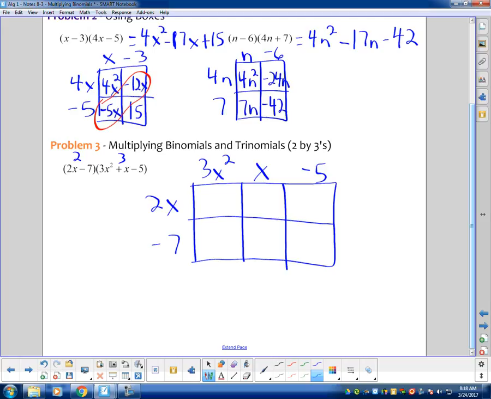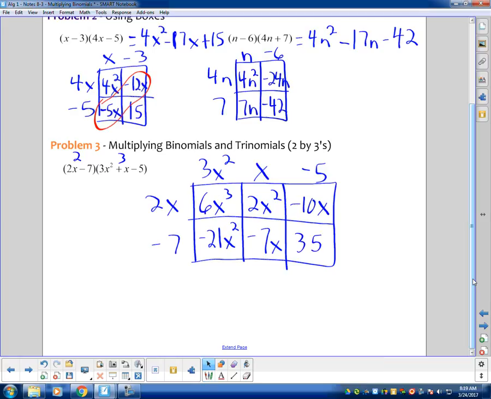We're going to find on the diagonals that we have like terms. 2x times 3x squared is 6x cubed. 2x times x is 2x squared. 2x times negative 5 is negative 10x. 3x squared times negative 7 is negative 21x squared. Negative 7 times x, negative 7x. And negative 7 times negative 5 is positive 35.